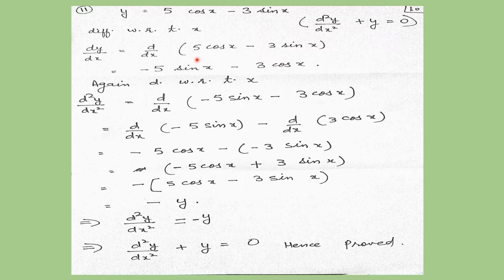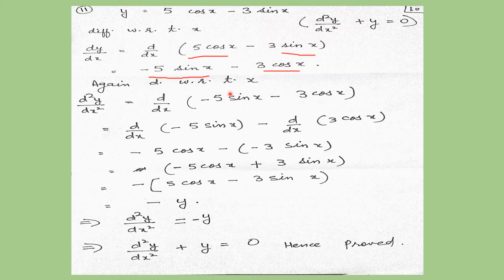Okay. Now, the first step in this question will be calculation of dy by dx, which will give you derivative of 5 cos x minus 3 sin x. Now, what is the derivative of 5 cos x? Here, answer will be minus sin x. Clear? Now, the derivative of 3 sin x will be 3 cos x. Okay. So, you get that dy by dx is equal to minus 5 sin x minus 3 cos x.